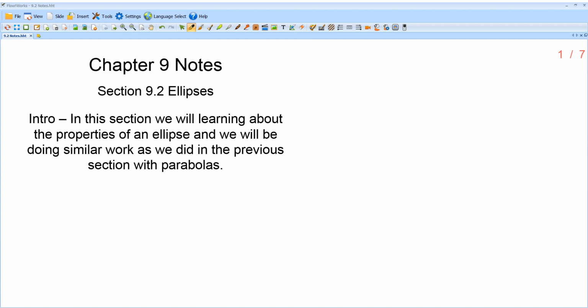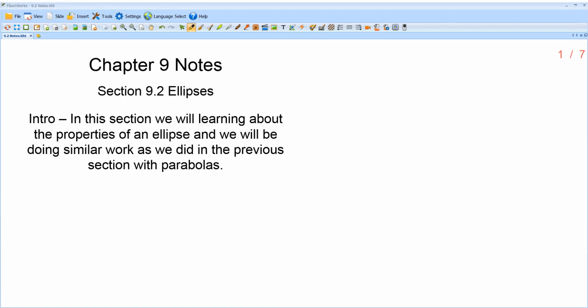All right, welcome to section 9.2. What we're going to be talking about today is an ellipse. So in this section, we're learning about the properties of an ellipse, and we're going to be doing a lot of the same type of work as what we did with a parabola.